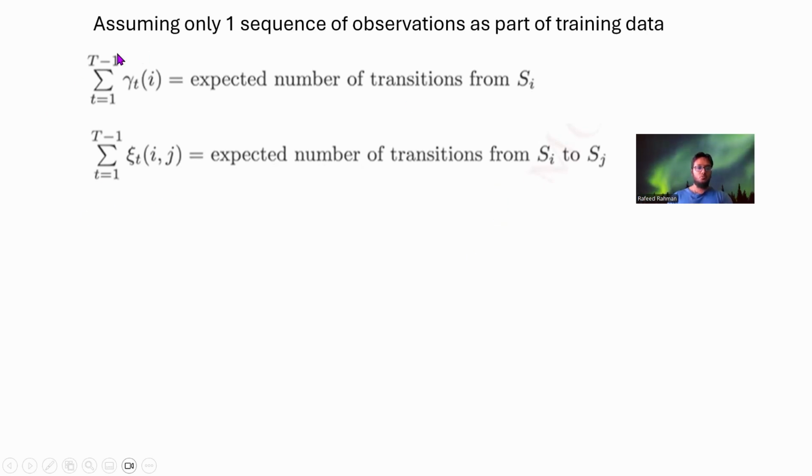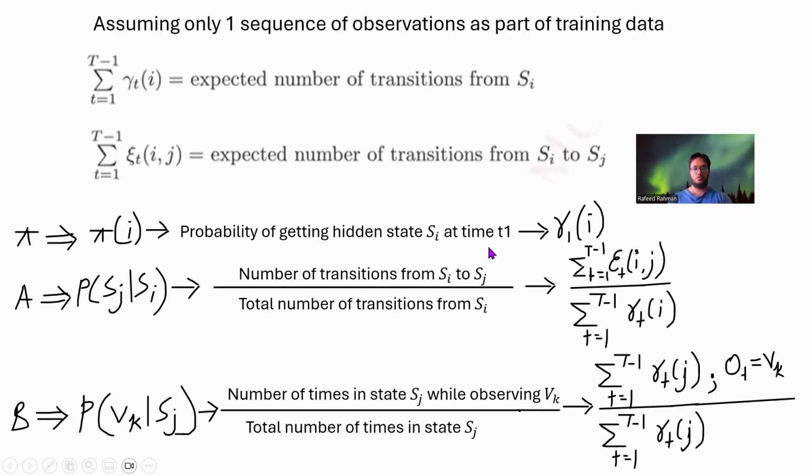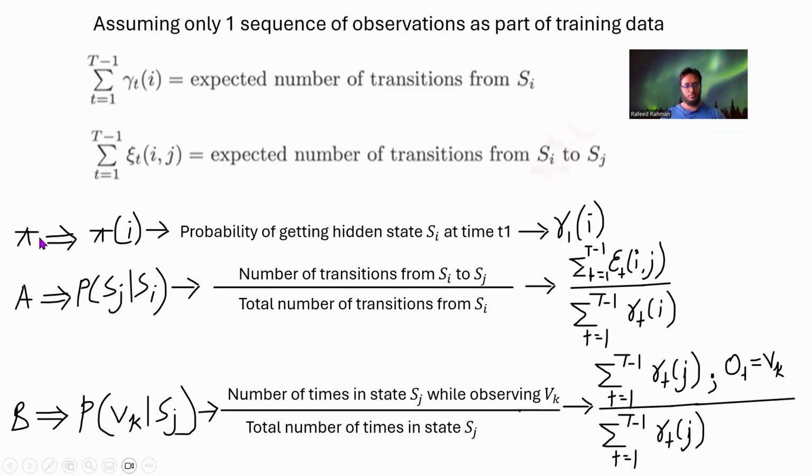Now, these two quantities are going to help us a lot in order to get our pi, A and B. So I will show you how right now. For pi, let me show an example. Pi i means the initial probability of state i. So the probability of getting hidden state Si at time t1, because it is the initial state. Initial means t1. And at t1, the probability of staying at state Si is simply gamma 1(i). Very simple.